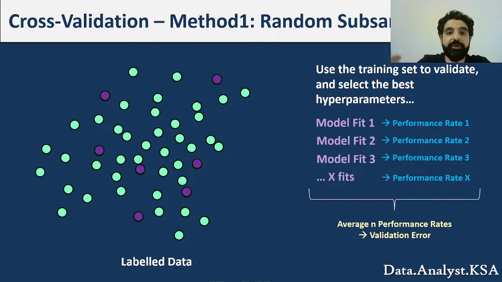Then I will move to the next hyperparameter I'm testing and calculate another validation error rate based on the average of the performance rates of all of these. And with this, I will be able to select the best hyperparameter, the one that gave me the best average validation error rate for my data.